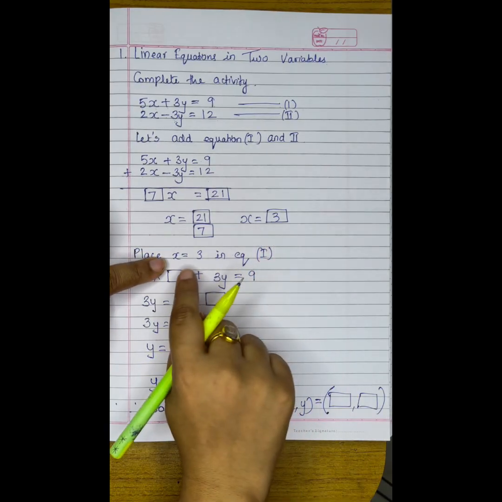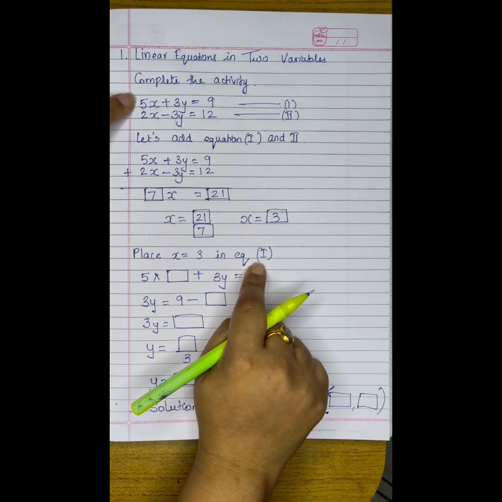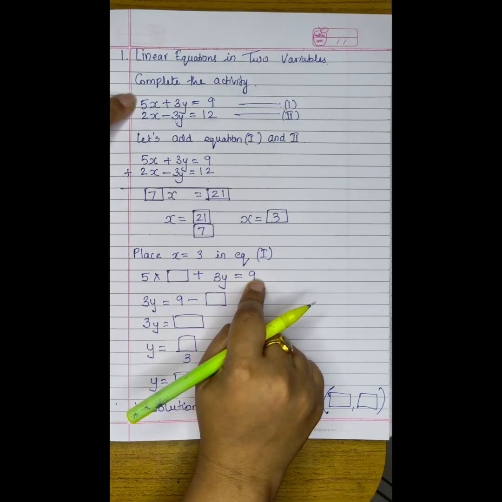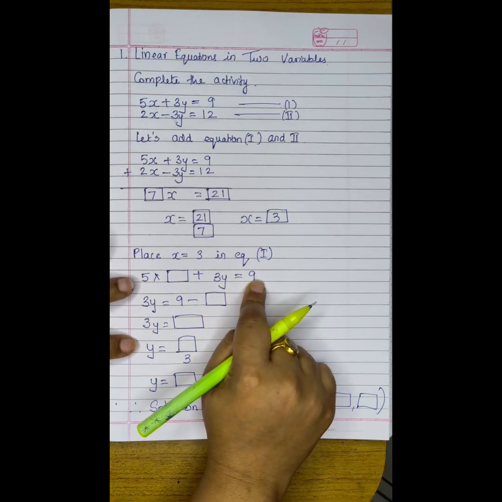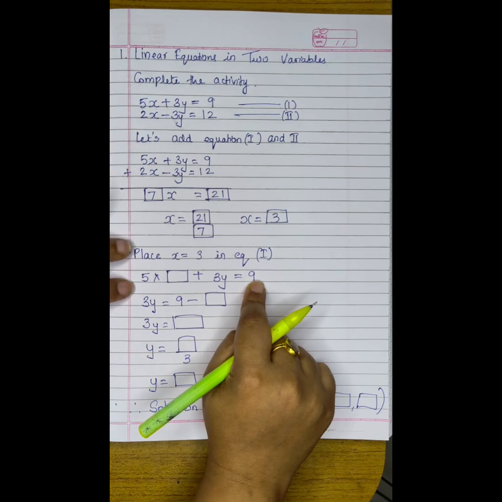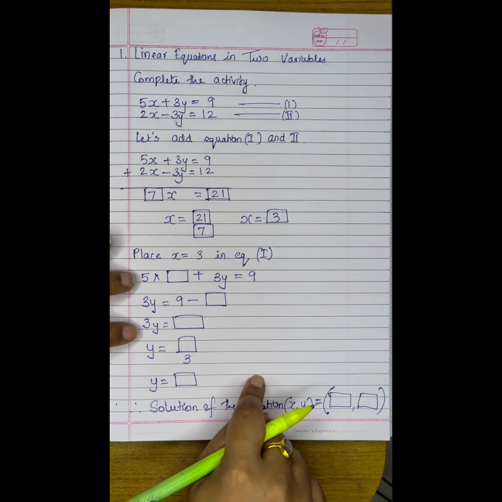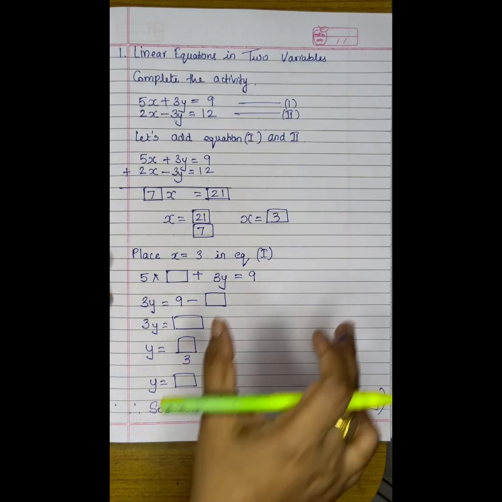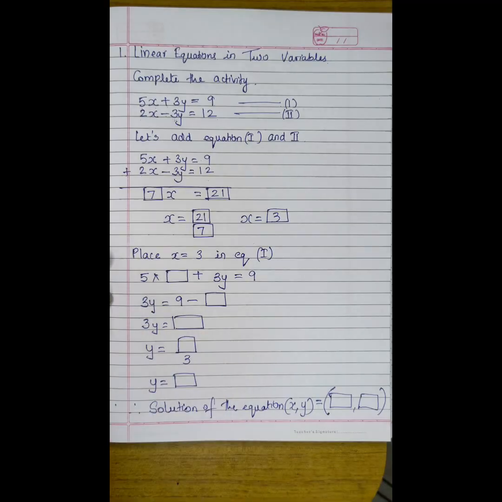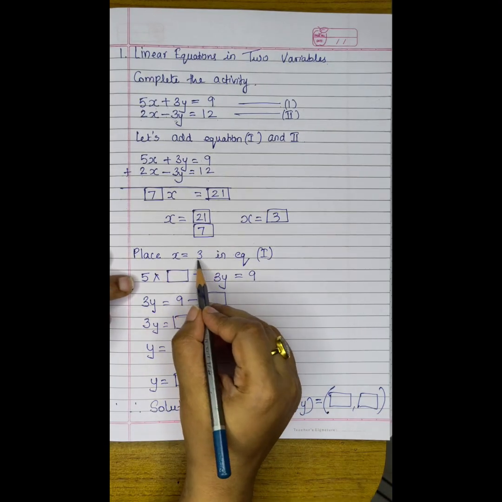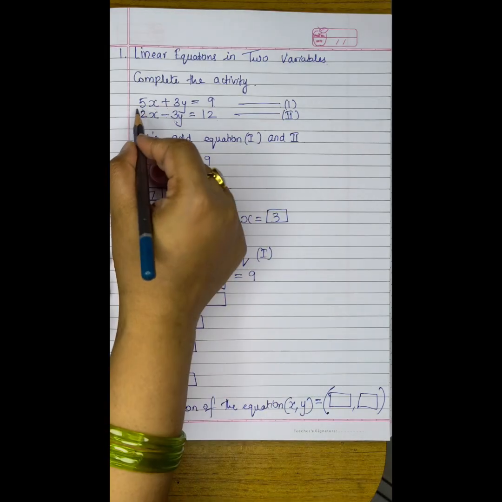Now place x is equal to 3 in equation 1. That means equation 1 we are going to write and then we are going to solve this. Usually you can take any one of the equations, but in this activity they have given you equation 1. So solve equation 1. I'm going to solve this at the side because all the steps are not given here. I will solve here at the side and then I will fill in the boxes. Now, they have said place x is equal to 3 in equation 1. So I am taking equation 1.